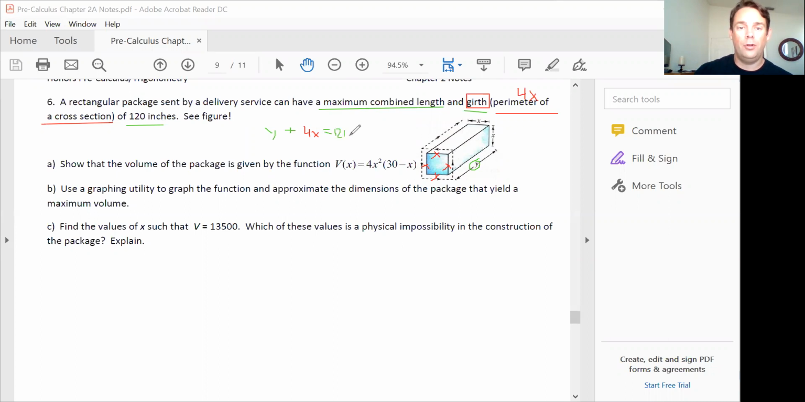All righty, so here we go. The volume of the package is given by this. We can do that real quick. Volume of the package, V of x, is length times width times height. The length and the width form a square, so x times x, which is x squared. And the height was y. I want everything in terms of x, so y is 120 minus 4x.